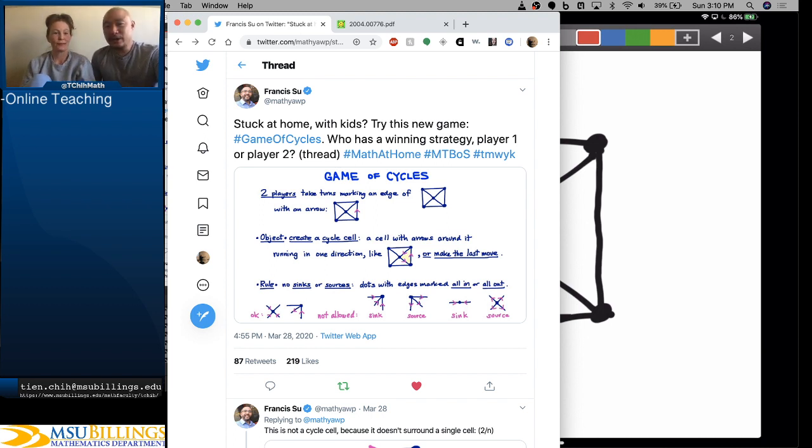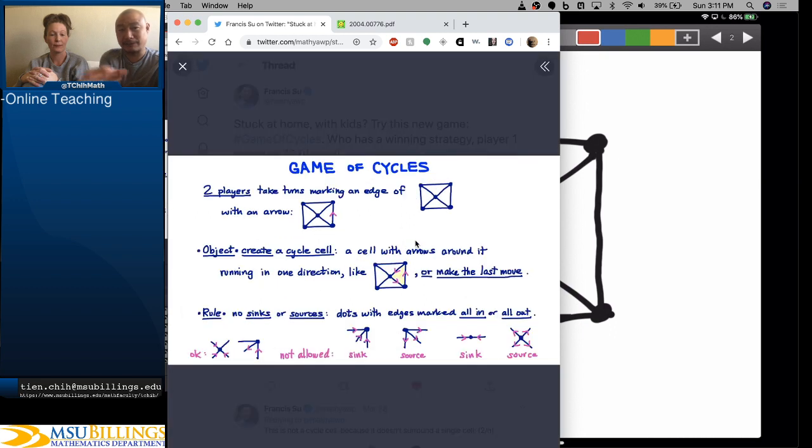We're going to be talking about a game introduced by Francis Su, a mathematician, on Twitter about a week ago called Game of Cycles. Let's click here to take a look at the rules. I will be sure to include this tweet in the description below.